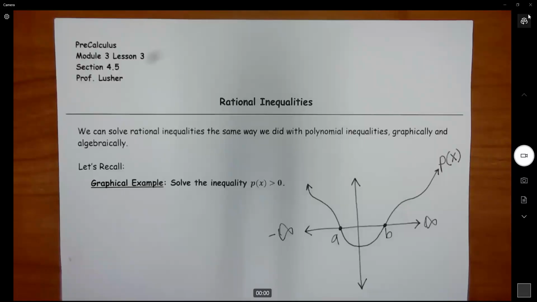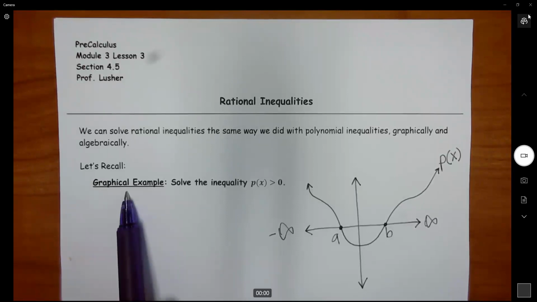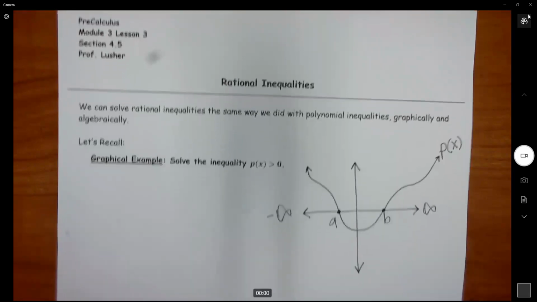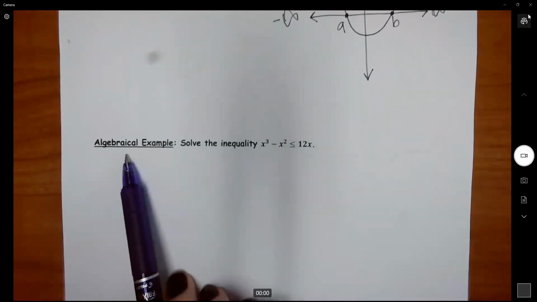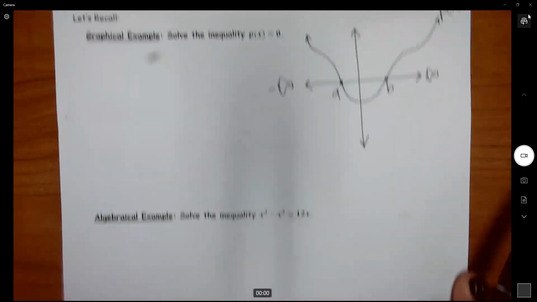Hello, in this lesson, we're going to cover rational inequalities, but before we do, we need to review polynomial inequalities because we will solve rational inequalities with the same method that we use for polynomial inequalities. So you have two ways to solve inequalities. The first is by graph, and the second way is algebraically.